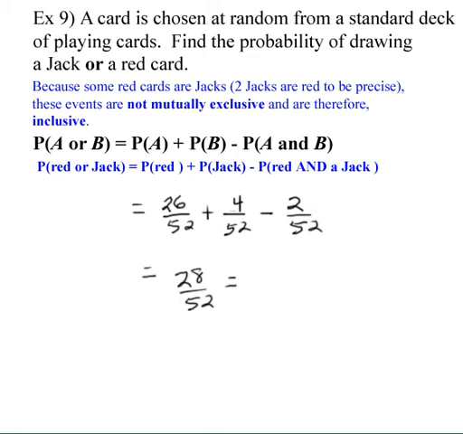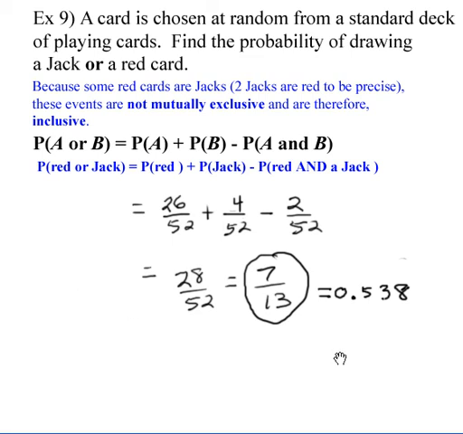So they have the same denominator. We will add the numerators. 26 plus 4 minus 2 is 28. And that reduces to 7 out of 13, or 0.538. So you've got a 53.8% chance that when you draw that one card, it's either a jack or a red card.